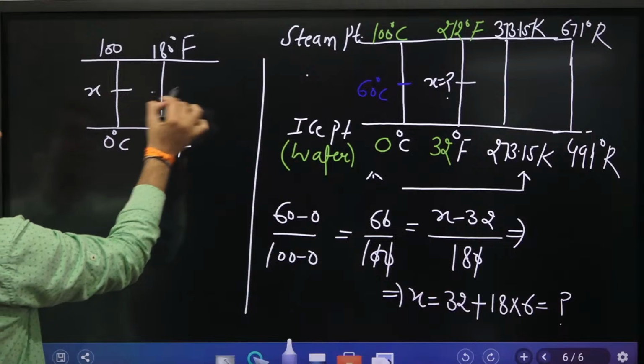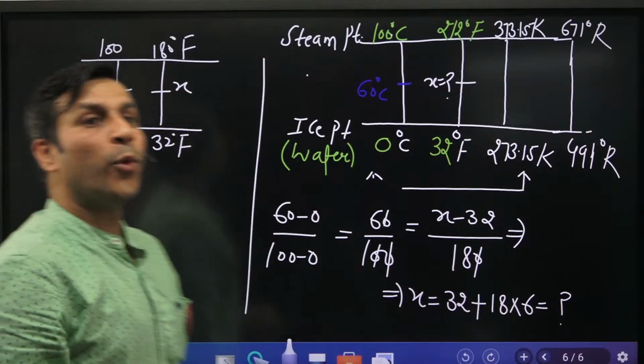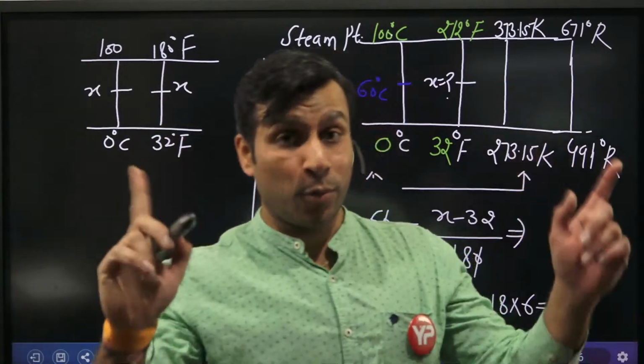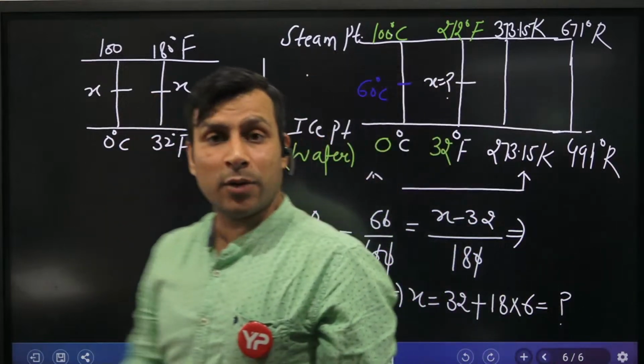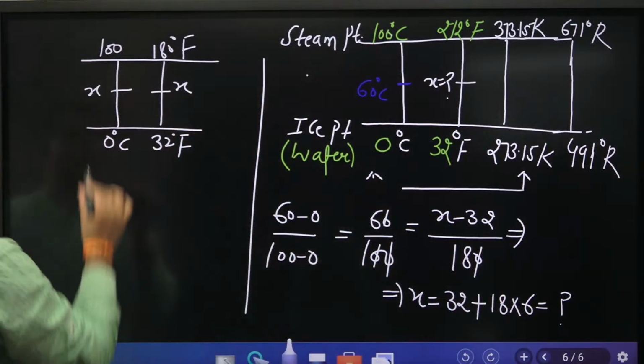Here write x. Here also write x. Why? Because we want to find out the temperature where both are equal. If we are interested to find out the temperature where both are equal, write x here, write x here. What is the next step?